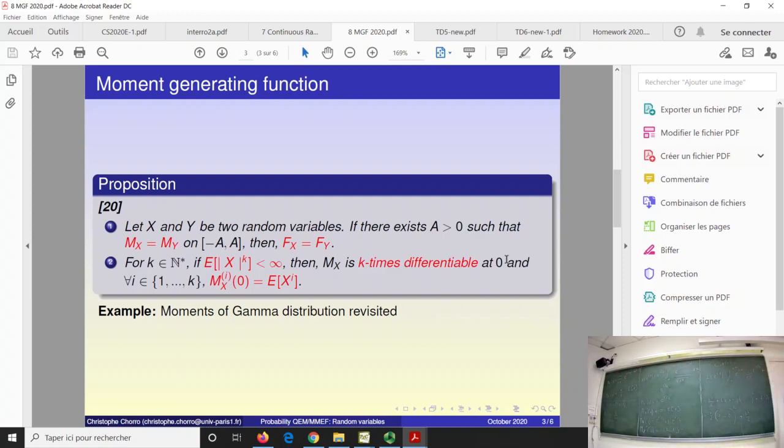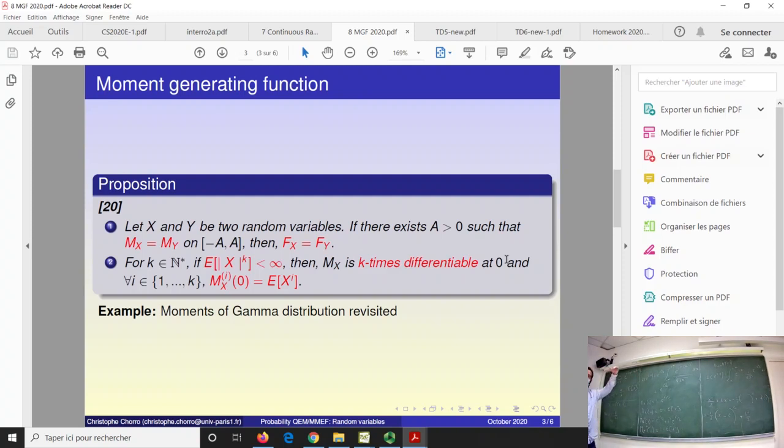So suppose that you have two random variables such that their moment generating functions are defined around 0. If the moment generating functions coincide, then they have the same distribution. Here, it's the notation for the distribution function. So if they have the same moment generating function around 0, then they will have the same distribution function and so the same distribution.